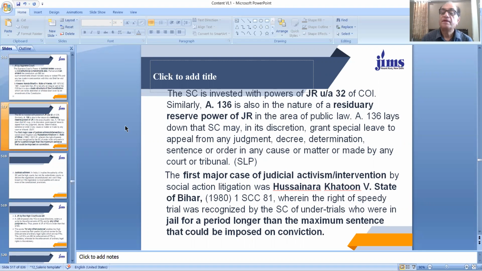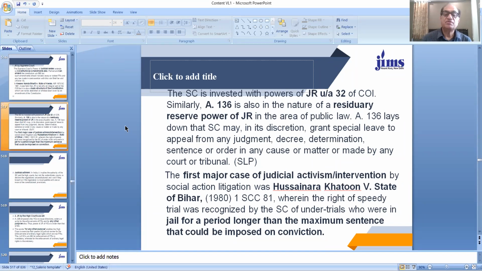Article 136 lays down that the Supreme Court may, in its discretion, grant special leave to appeal from any judgment, decree, determination, sentence, or order in any cause or matter made by any court or tribunal. This is a special power of the Supreme Court.